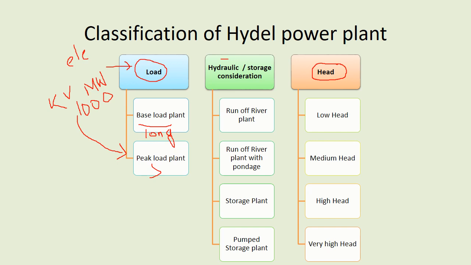Those plants which have availability of water throughout the year can be called base load plants. These plants supply power to the grid throughout the year. As I have already told you about the duration, it has a long duration, and it gives continuous power to the grid.